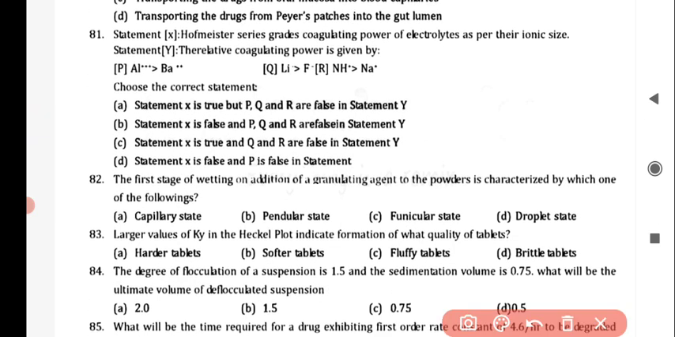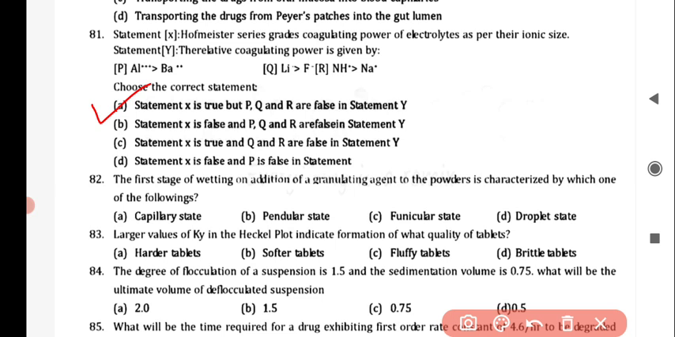Next question is, statement X is Hofmeister series grades coagulating powers of electrolytes as per their ionic size, and statement Y is the relative coagulating power is given by P is Al3+ is greater than Ba2+, Q is Li+ is greater than F-, R is NH4+ is greater than Na+. Choose the correct statement. So the correct answer for this question is option A, that is statement X is true but P, Q, R are false in statement Y.